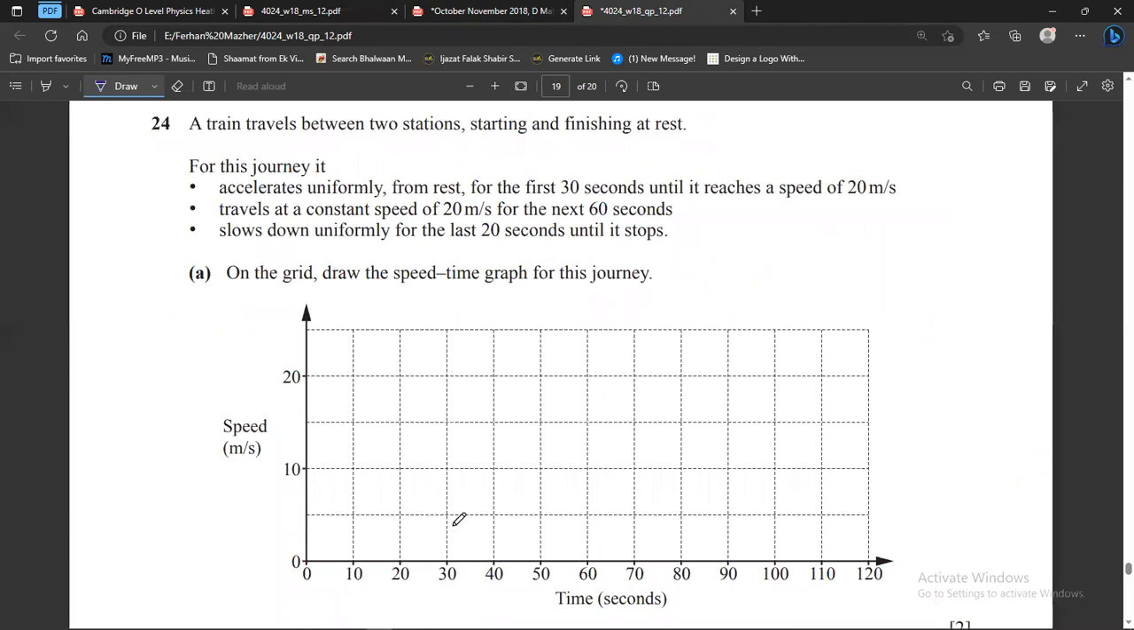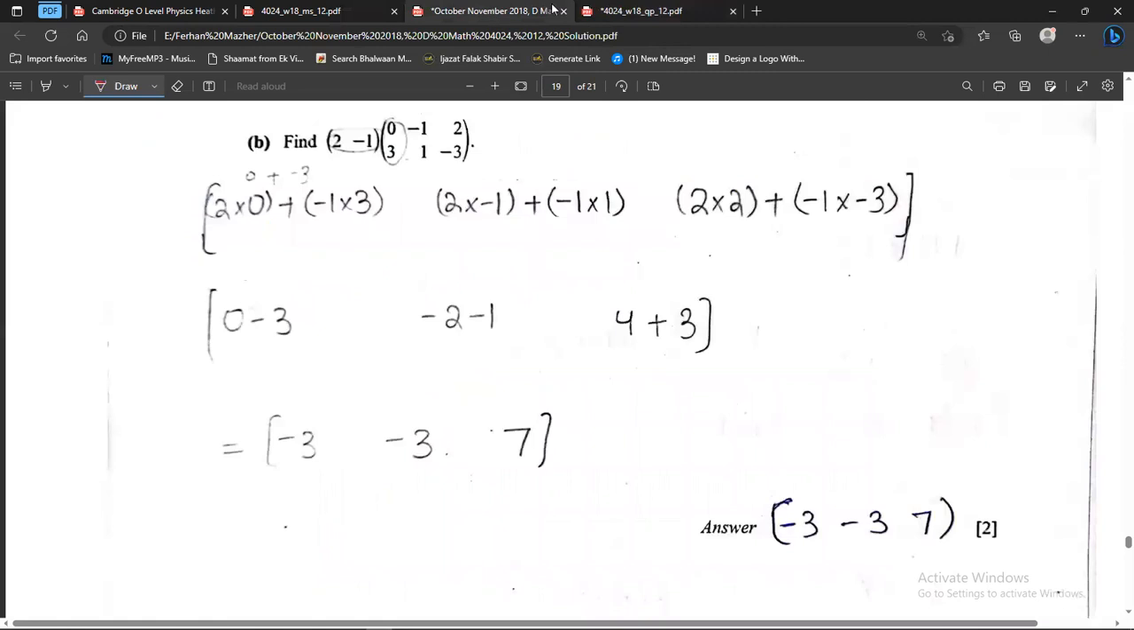In 30 seconds, it will achieve how much speed? 20. So I'm just drawing it with my hand, but you have to draw a straight line here. So it is something like this. It should be a straight line. And then for the next 60 seconds, from 30 add 60, you get 90. So for the next 60 seconds, this moves with a constant speed, and it will be something like this. And then in the next 20 seconds, it comes to rest. So it's like this.